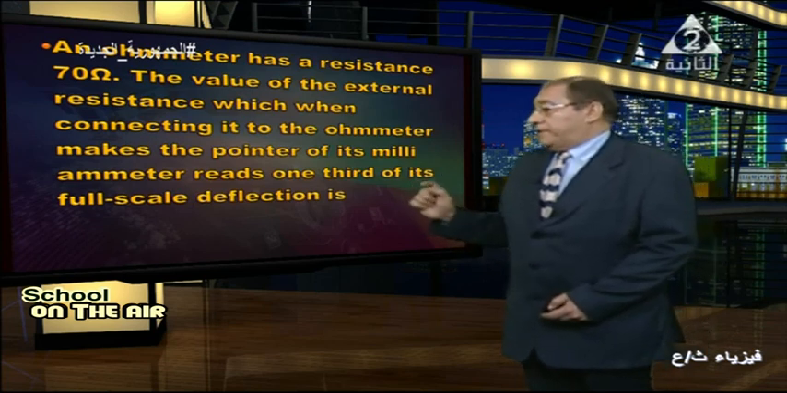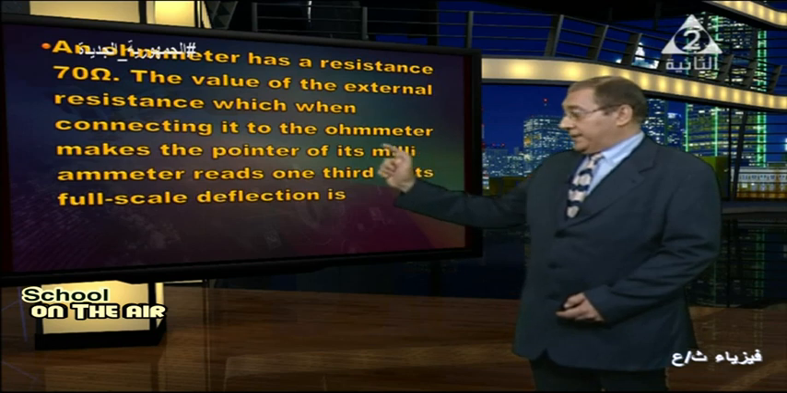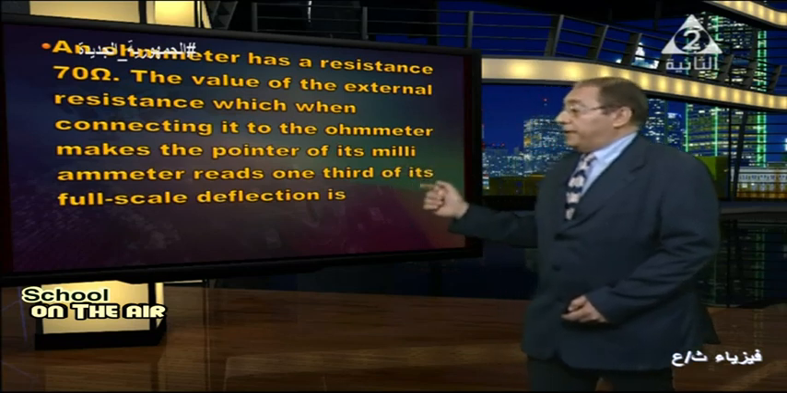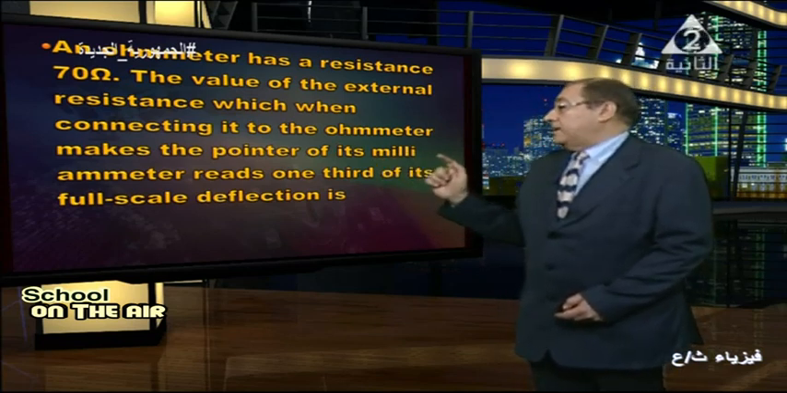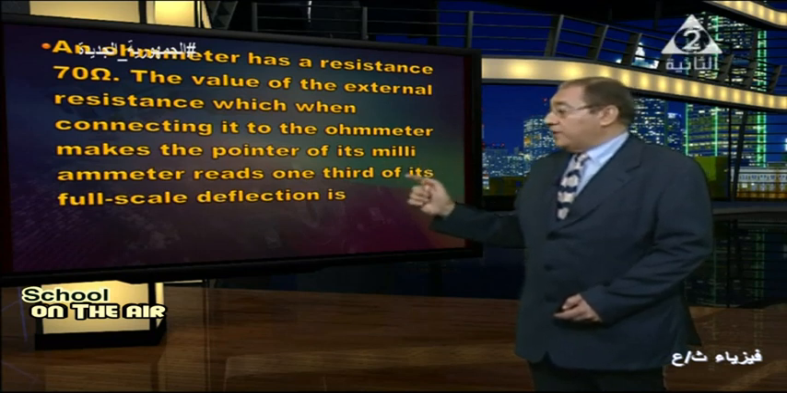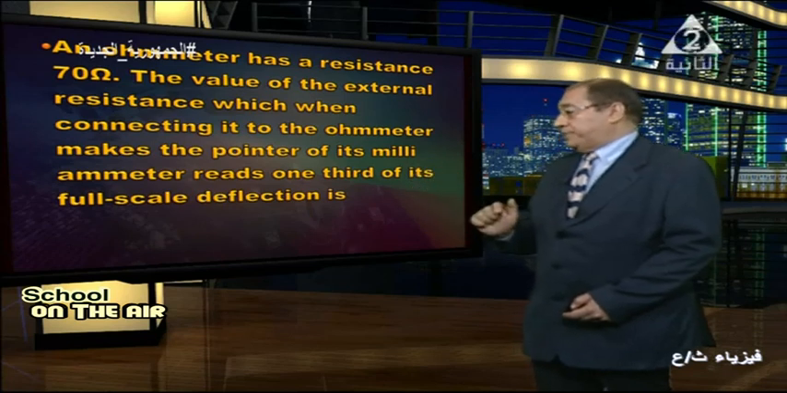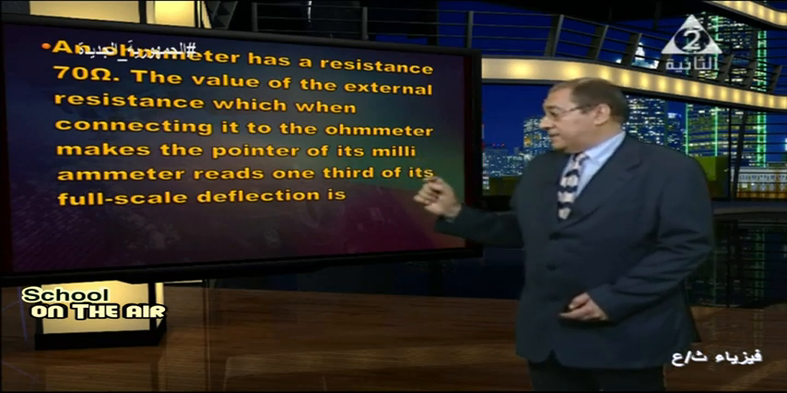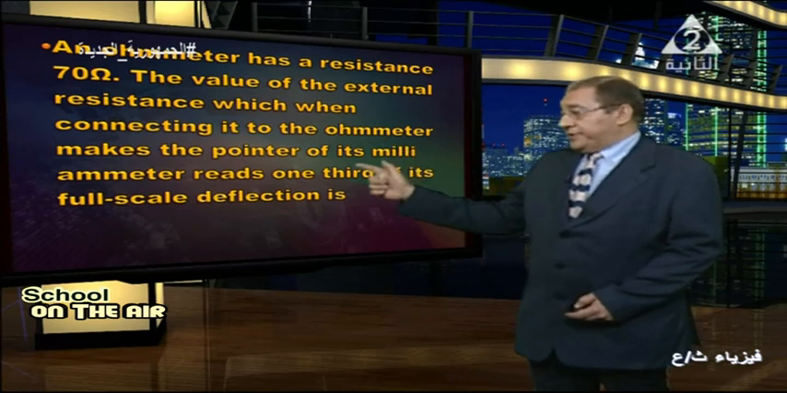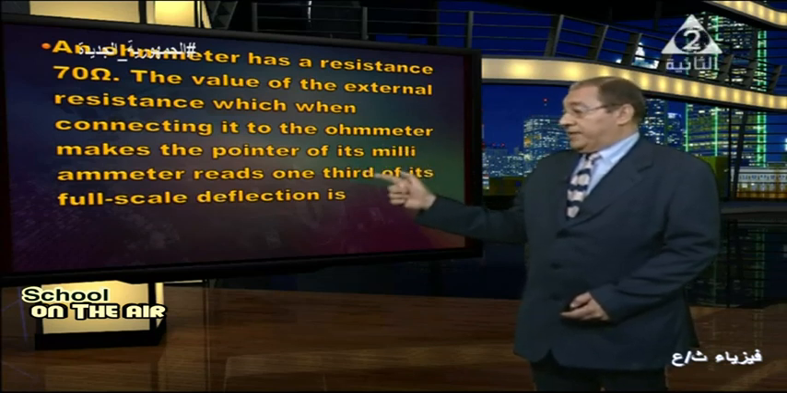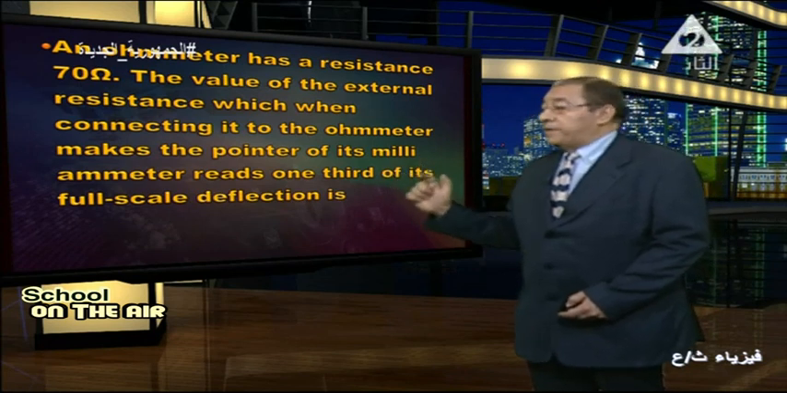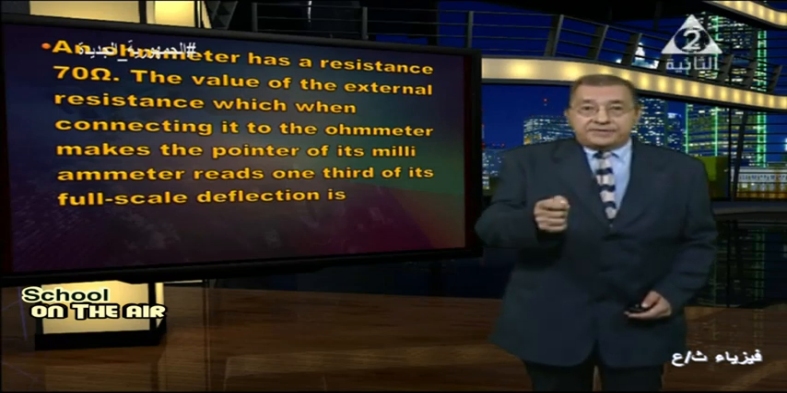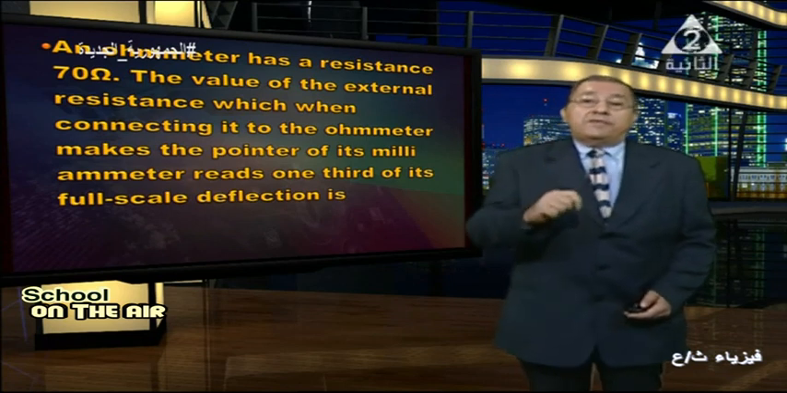Here we've got an ohmmeter that has a resistance of 70 ohm. The question is the value of the external resistance which, when connected to the ohmmeter, makes the pointer of its milliammeter read 1/3 of its full scale deflection. Let me say it again, because I'll explain it. The ohmmeter has a resistance of 70, and we want the value of the external resistance to make the milliammeter read only 1/3. Your attention, please. We should add an external resistance which has a value twice the value of the ohmmeter.